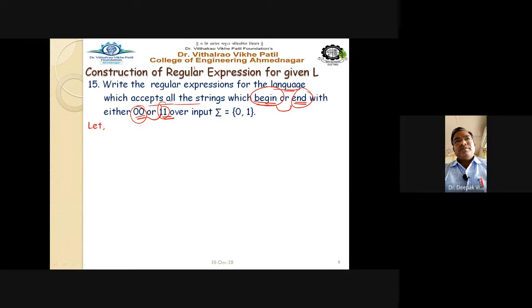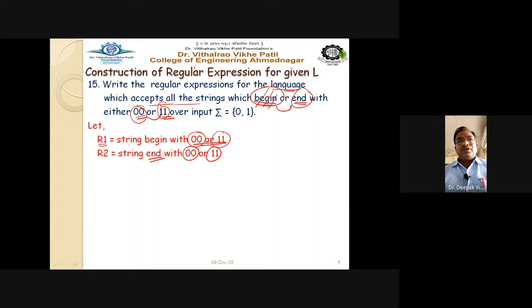So see how. Let R1 be the strings that begin with, where capital R is nothing but the regular expression. Consider capital R1, which consists of the strings that begin with 00 or 11. So we'll take this one first, begin. Either the string begins with double 0 or double 1. Then R2 is the strings that end with 00 or 11. These are the four conditions. So take first regular expression R1, then next take regular expression R2, right?